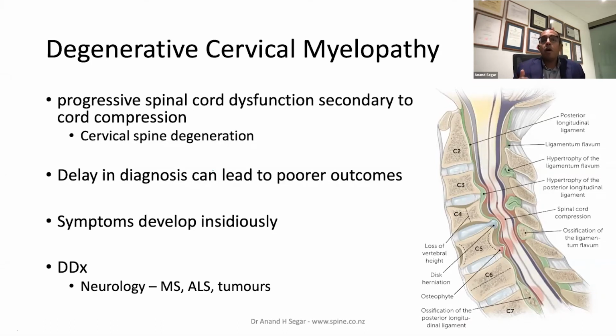And it's important to be cognizant of it because delay in diagnosis can lead to poorer outcomes. Patients decline in a stepwise fashion, and they never really get back to the step that they declined from. So generally, if someone has myelopathy, it's important to intervene early to prevent deterioration. But again, it's hard because the symptoms develop insidiously, and differentiating between multiple sclerosis, ALS, and tumors is important.